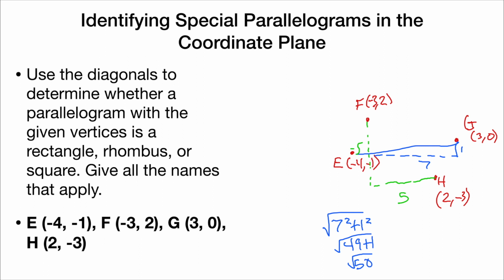And then if we go on the other one, that is going to be negative 5 squared plus 5 squared, which becomes 25 plus 25, which is also square root of 50. Wait a second, those are equal, which means it has to be a rectangle. Now, if you look, you can already kind of tell it's definitely not a rhombus, but also if we did the slopes, you would see one of them had a slope of 1/7, the other had a slope of negative 1. Very different slopes, which means it is only a rectangle and not a rhombus or a square.